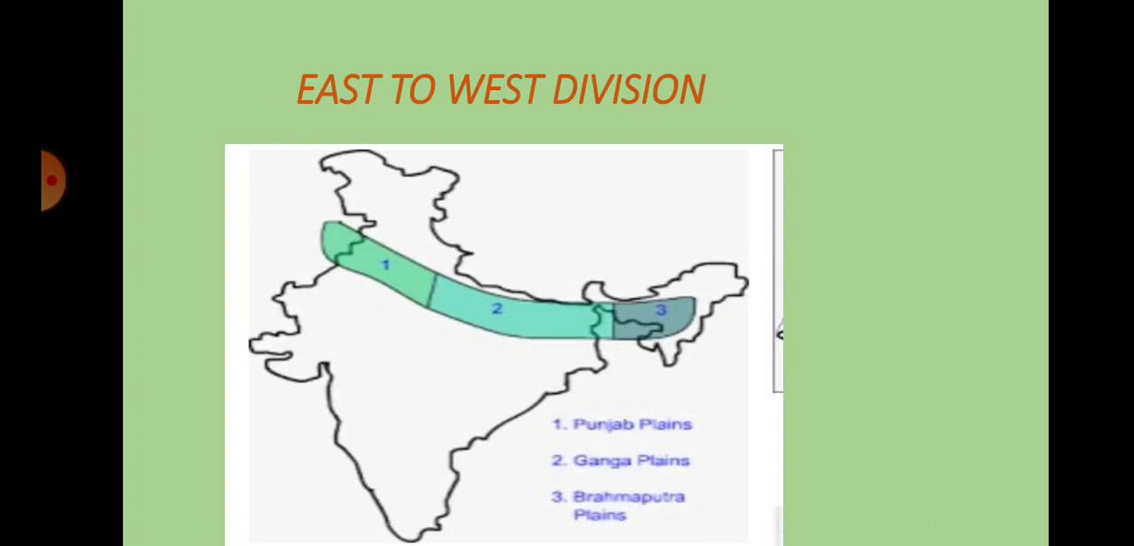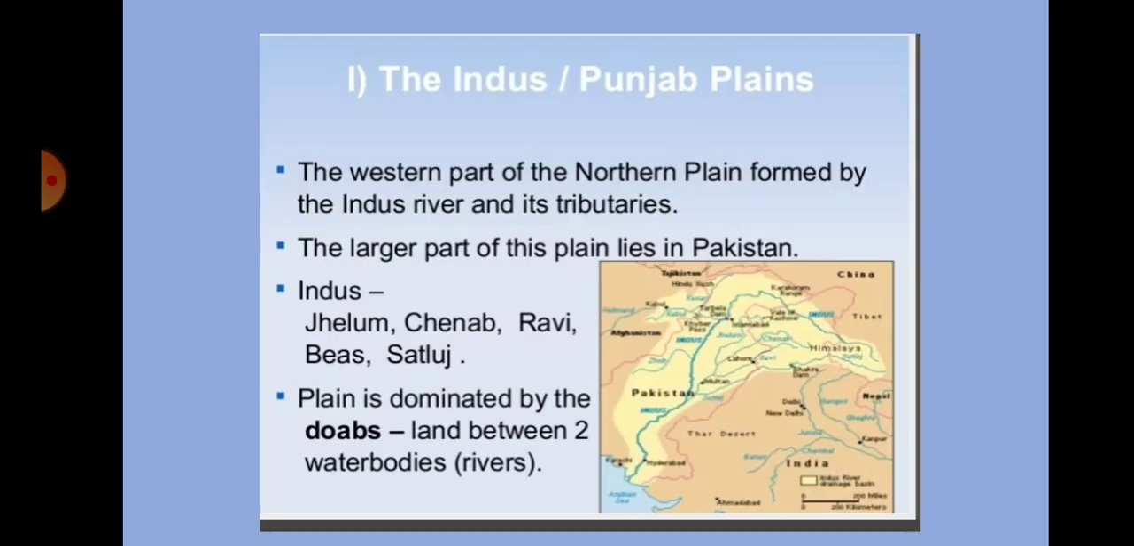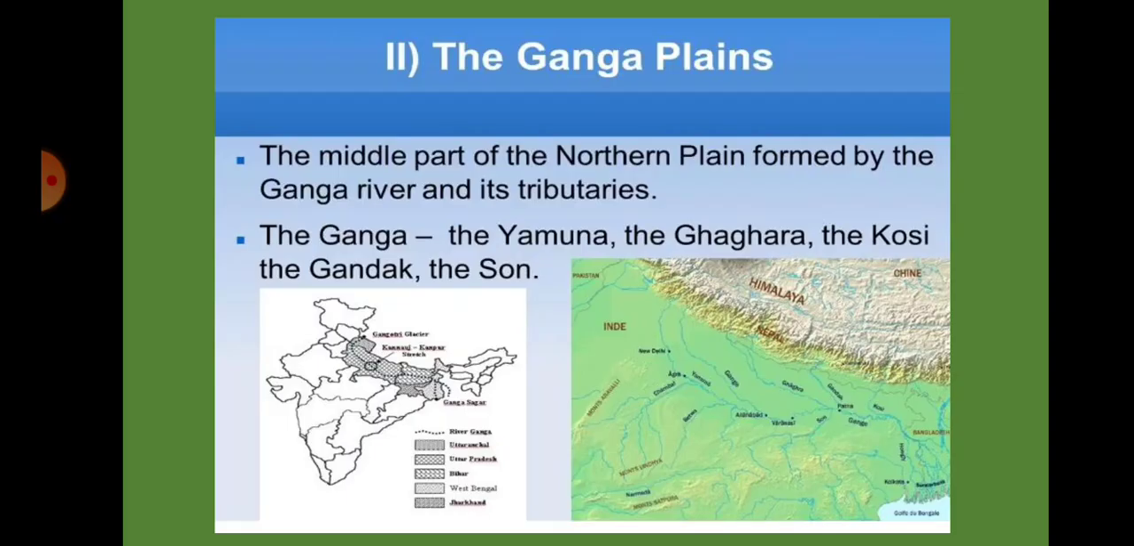Now east to west division of the plains, you can see in the figure. The first one is the Punjab plains, then the Ganga plains and then the Brahmaputra plains. The Punjab plains are also known as the Indus plains, and the western part of the northern plain is formed by the Indus river and its tributaries. And there are five tributaries of the Indus river, and those are Jhelum, Chenab, Ravi, Beas and Satluj. The larger part of this plain lies in Pakistan, and it is dominated by Doabs. Doab in the local language is called Doaba, which means land between two water bodies or two rivers.